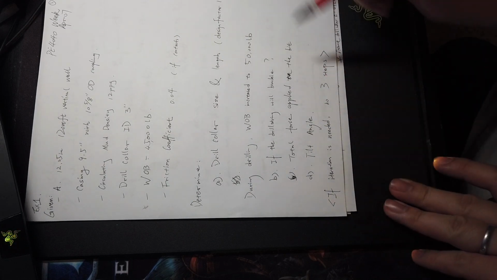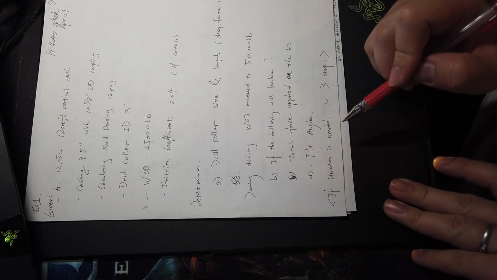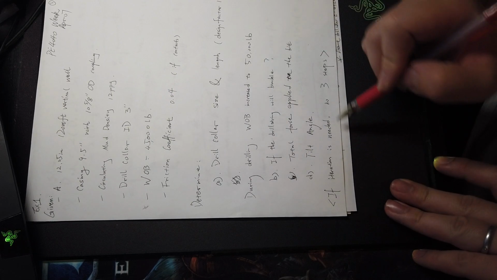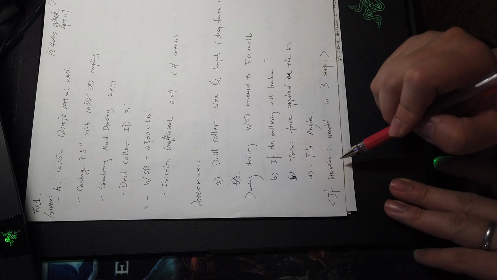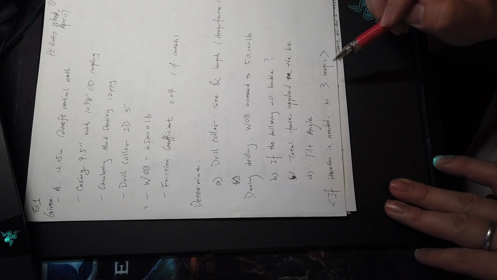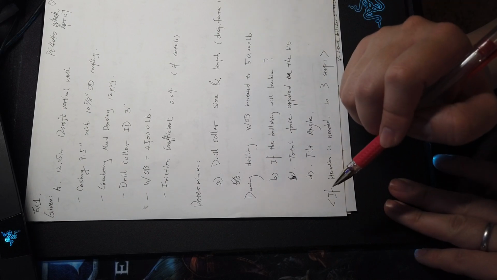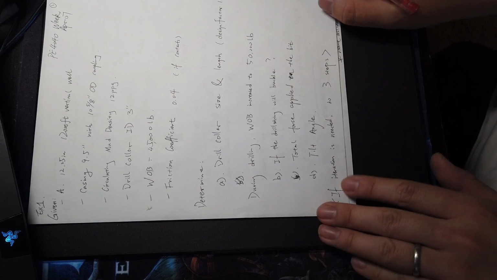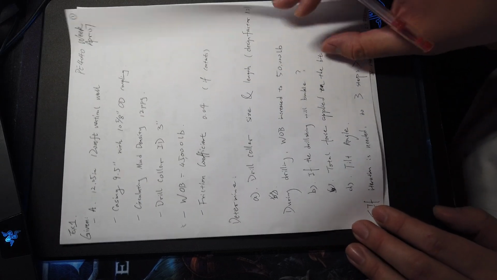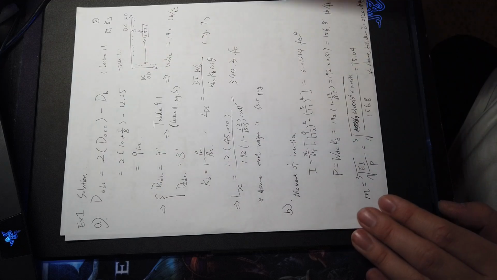In the procedure of solving this problem, if any iteration is needed, please show 3 steps of iteration. So it's the same as the old quiz from last year. Now let's try to solve it.